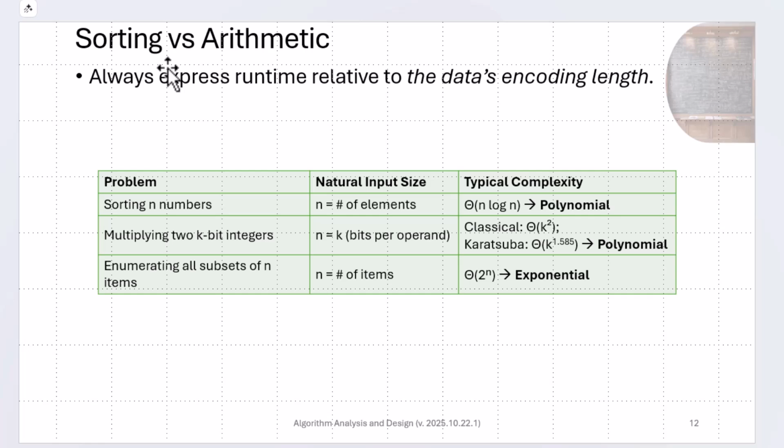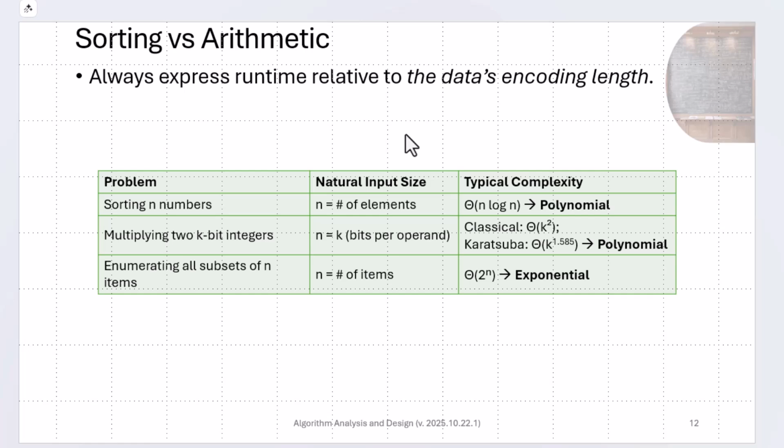Sorting versus arithmetic. Always express runtime relative to the data's encoding length. For sorting n numbers, the natural input size is n, the number of elements. Typical complexity would be linearithmic, so that's polynomial. Multiplying two k-bit integers, n equals k, the bits per operand. Classical multiplication would be Θ(k²). The Karatsuba algorithm is Θ(k^1.585). Both of those are polynomial.